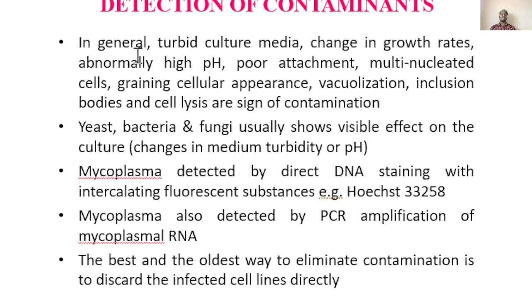Contamination can be observed as turbid culture media, change in growth rate, abnormally high pH, poor attachment, and multinucleated cells, which are some of the signatures of contamination. Yeast, bacteria and fungi usually show visible effects like change in media and turbidity. Mycoplasma is detected by DNA staining using a fluorochrome, and with a fluorescence microscope we can detect mycoplasma contamination. Mycoplasma contamination is also detected by PCR amplification, where we use mycoplasma-specific primers.